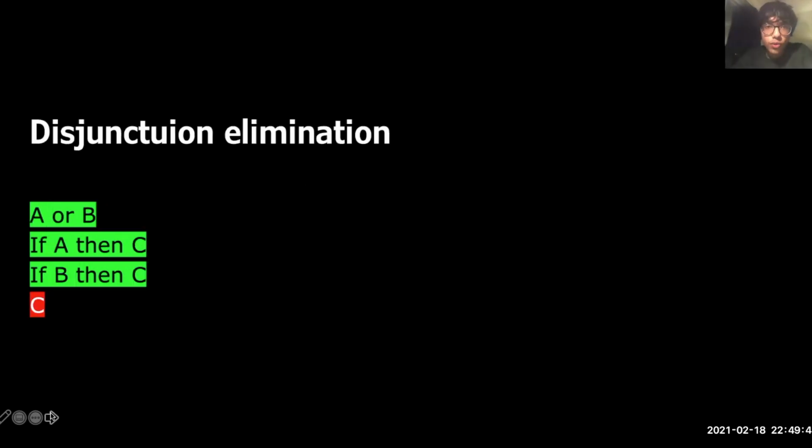The next type of argument schema is disjunction elimination. This also has the name disjunction in it. Hence, it also has three terms, A, B, and C. A or B, if A then C, if B then C, therefore C.